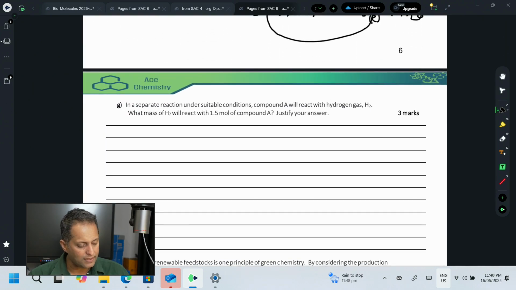In a separate reaction, under suitable conditions, compound A will react with hydrogen gas. What mass of hydrogen? So that's a separate reaction. You get the triglyceride, then you react the triglyceride with hydrogen. Why do you think the triglyceride is going to react with hydrogen? That's the first question you need to ask yourself. You remember, there are carbon-carbon double bonds in the triglyceride, so hydrogen can undergo addition reaction with carbon-carbon double bonds, right?